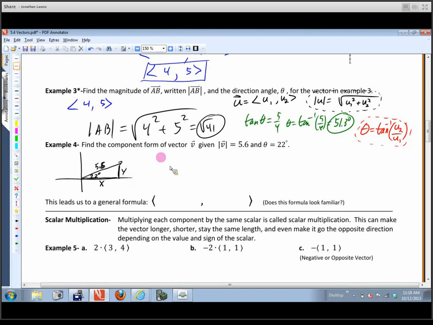So here's what I do. If I want to figure out what x is, I've got the angle and I've got, we could call this, the hypotenuse or the radius. So that would mean that the cosine of 22 degrees should be equal to the adjacent side, which is x, over the hypotenuse, which is 5.6. So x is equal to 5.6 cosine 22 degrees. And I could figure that out.